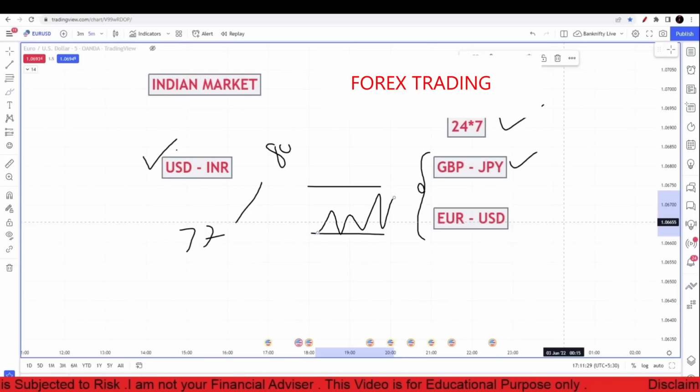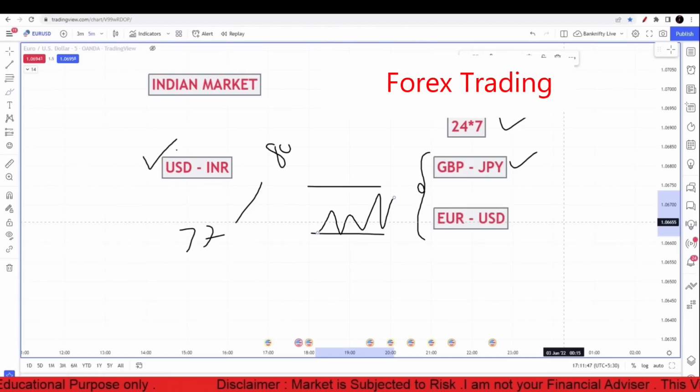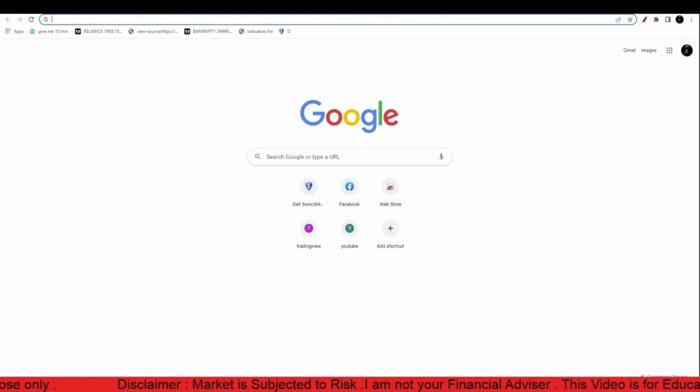This is very important for those who don't have time for the Indian market, because people go for their jobs from 8 to 6 and don't have time. In the evening when you return home around 9 or 10 o'clock, after having your food, you can do forex trading. For that, the best app I will show you right now is OctaFX. I think everybody knows that.